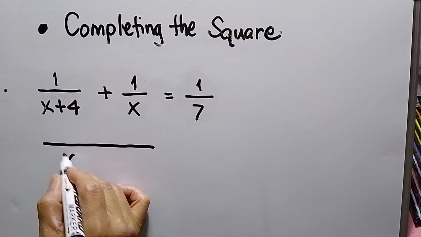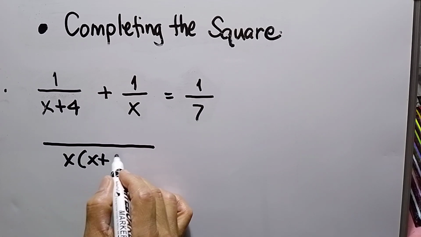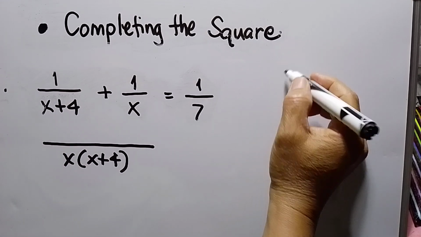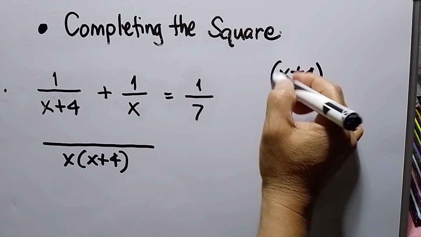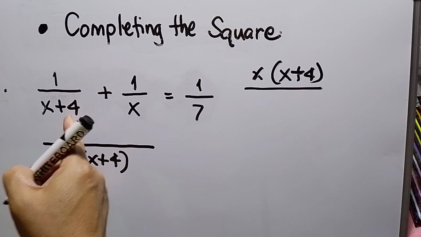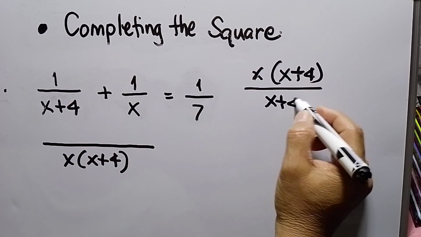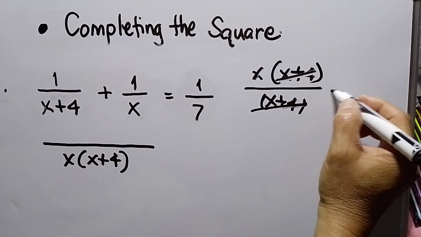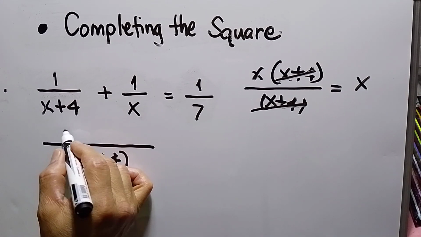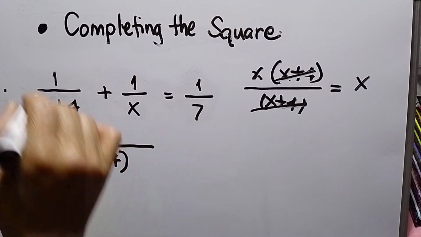So the LCD will be x times x plus 4. And then divide by the first denominator, which is x plus 4. So take note, my LCD is divided by the first denominator, x plus 4, so this will be crossed out. So I have now the quotient x. So x times the numerator, which is 1.